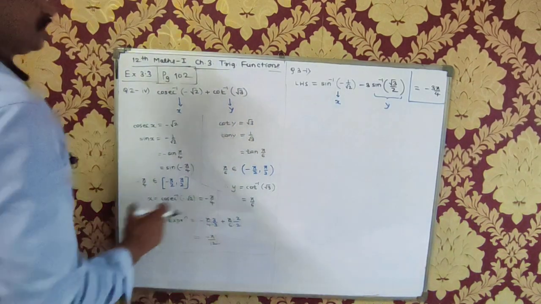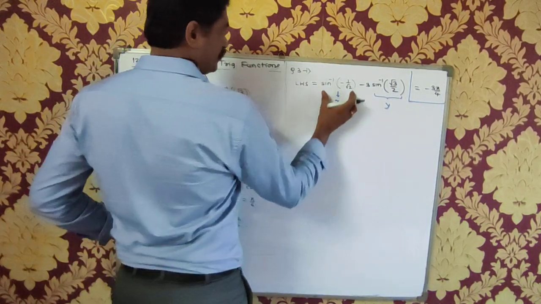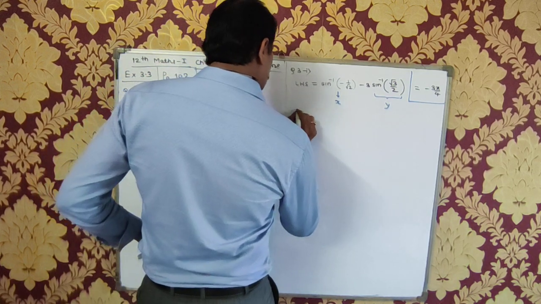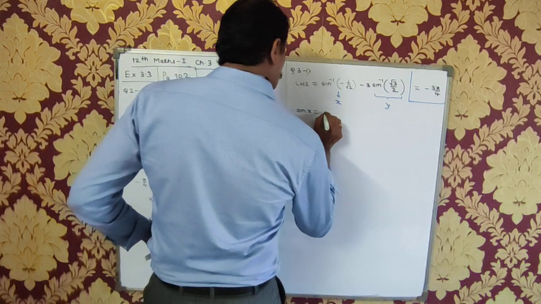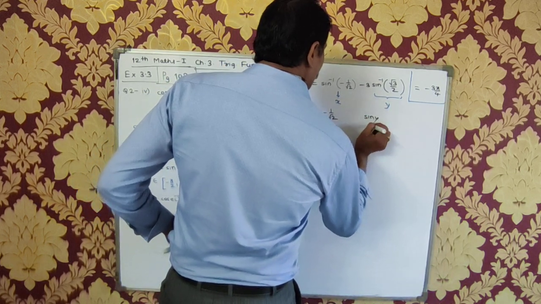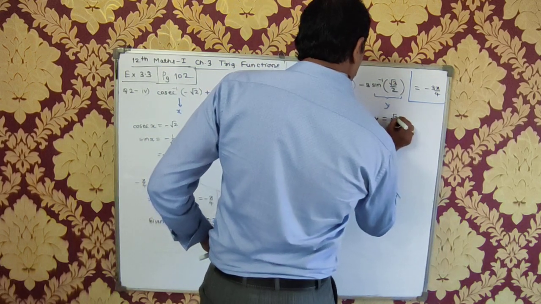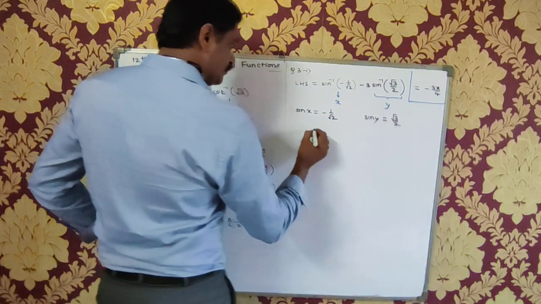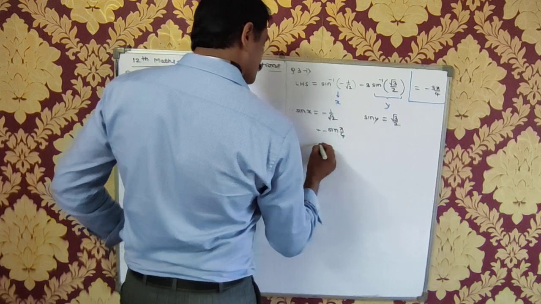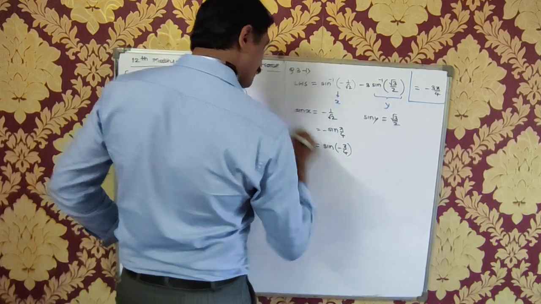In question 3, this is the LHS and this is the RHS to be proved. I will call this x and this y. Therefore sin x is equal to minus 1 by root 2 and sin y is equal to root 3 by 2. Now this is nothing but minus sin of pi by 4. Sin of minus theta is minus sin theta, that is sin of minus pi by 4.